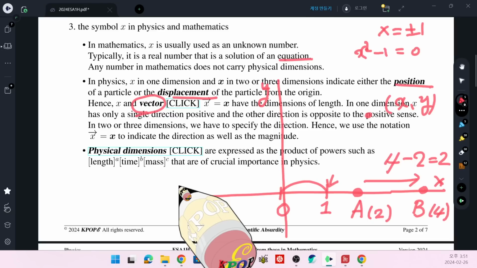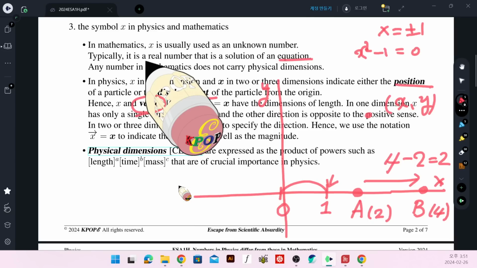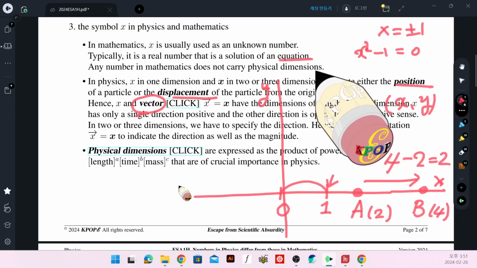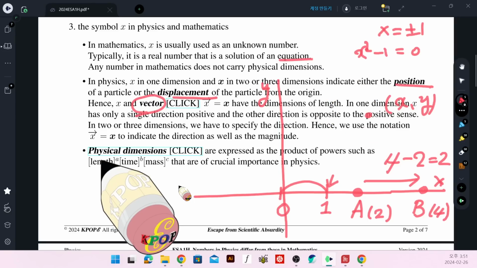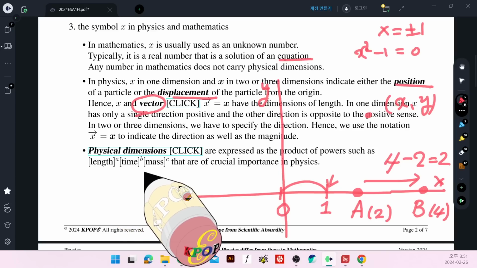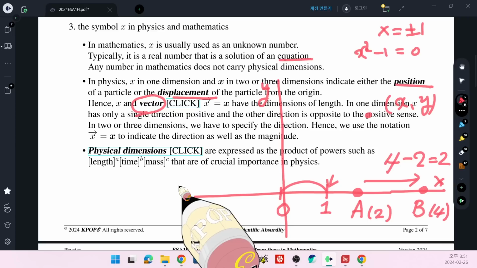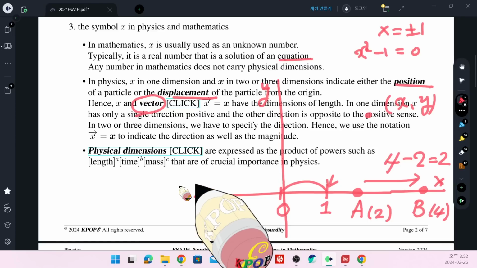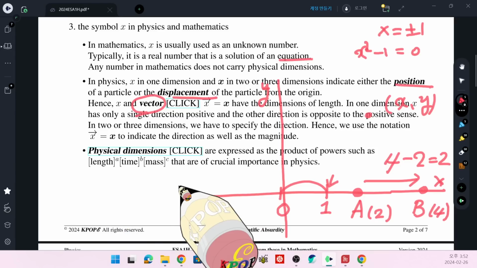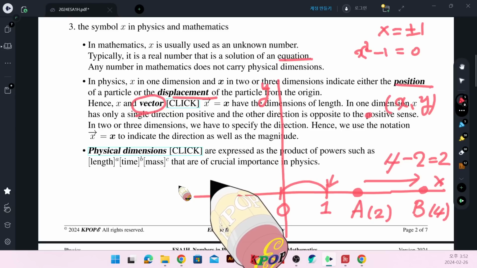While a mathematical number, a real number, is dimensionless, any physical quantity has its own physical dimensions. For example, length, time, mass, something like that. And powers and products of them can acquire some physical meaning. So we have to be very careful to distinguish physical quantities from pure mathematical numbers that are always dimensionless.